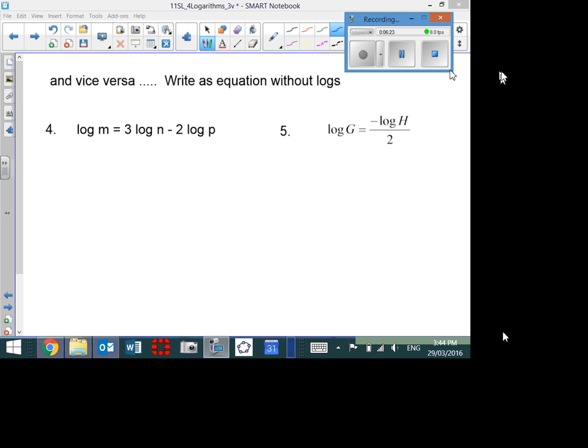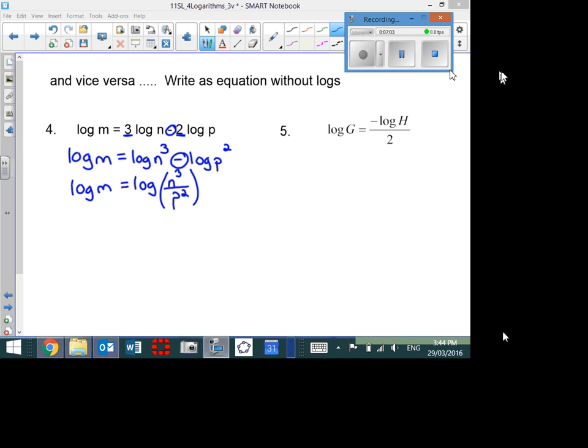Once you begin, we notice that we have a subtraction rule for logs. So I'm going to take log of m is equal to, we have a subtraction rule and we have a coefficient rule as well here, a power rule. So remember that with this 3 as a coefficient, that really means log of n cubed minus log of p to the second power. Now I can tackle the subtraction and rewrite it as log of n to the third divided by p to the second. Okay? And then I have log of m on the left-hand side.